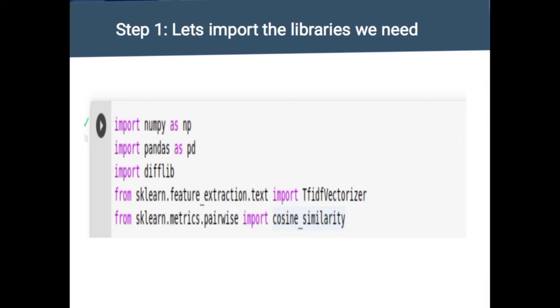Next we import difflib. Difflib is used here to find the closest match of the movie that is given as input. When the user gives a movie name as input, he or she may commit some spelling mistake, so there is a scope for it. To avoid spelling mistakes committed by the user, we use difflib.